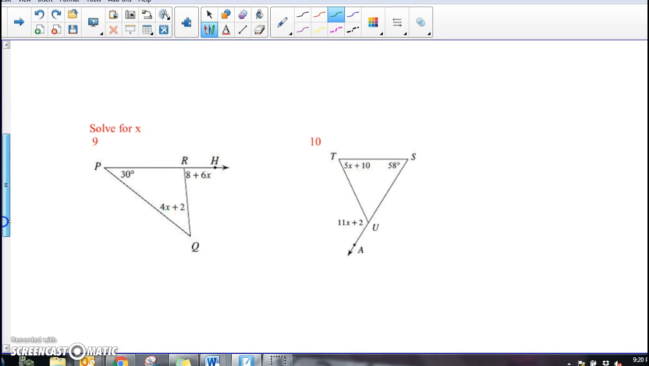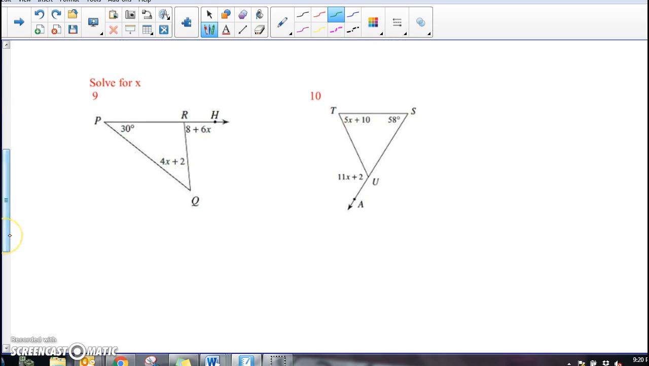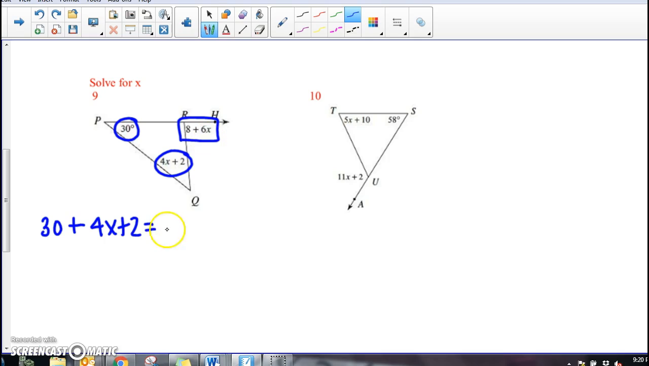The last two have a few variables. So now we just have to remember what the rule says. It says that the two remote interior angles add up to the exterior angle. So the two remote interior angles add or sum up to the exterior angle. So this is what we would get. Now we're just going to solve for x. So we have 4x plus 32 equals 8 plus 6x.